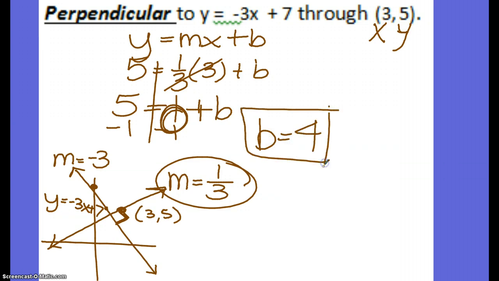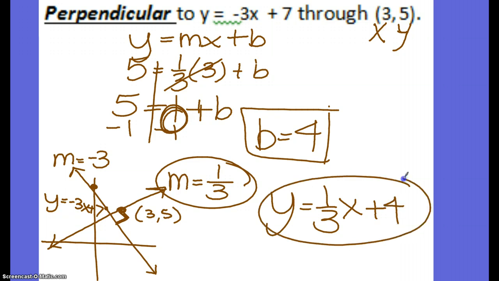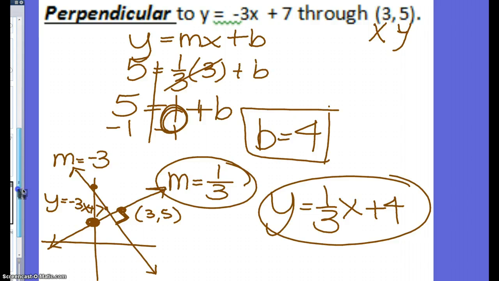So b equals 4, and so y equals, the m is the 1/3, and our b number is 4, which looks pretty close to what it is when I graphed it over here. So that makes sense. Let's do another example, parallel and perpendicular.